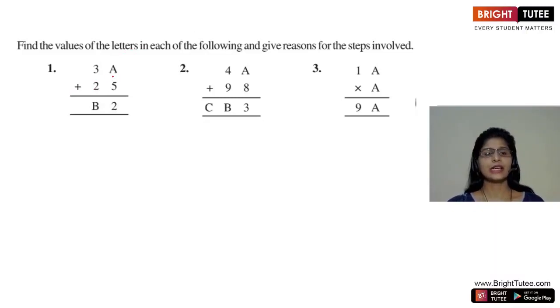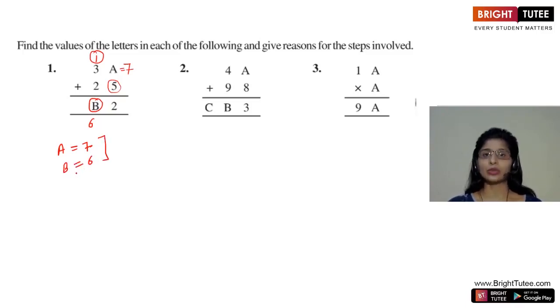The first one is 3A plus 25, and the sum is given as B2. A and B here represent one digit only. Now just see, what should be added to 5 to get 2? You get 2 when you add 7. So instead of A, if we write 7, 7 plus 5 is 12, and 1 is the carry over. 3 plus 2 is 5, and 1 makes 6. So instead of B, what will come? 6. So the value of A is 7 and the value of B is 6.